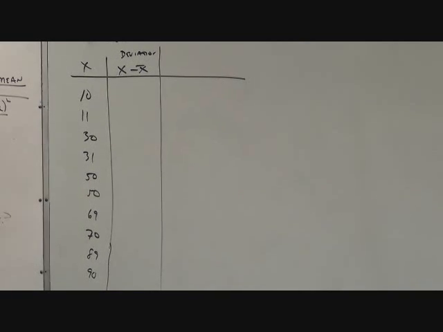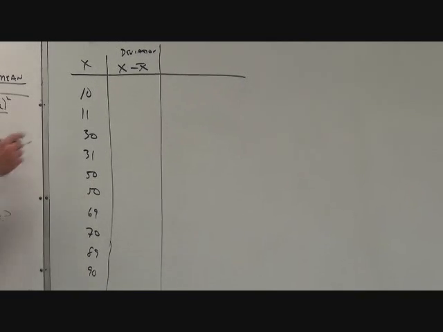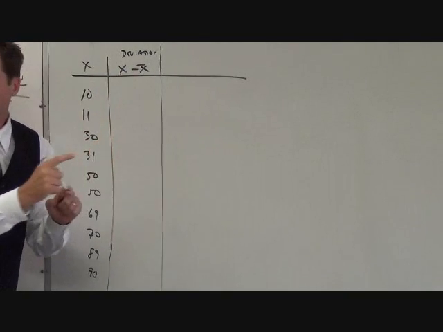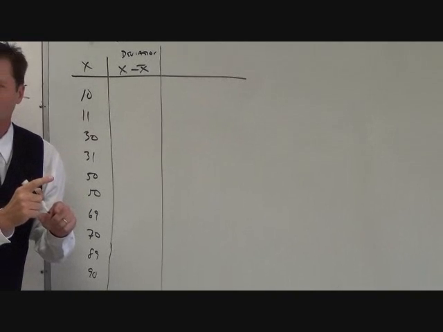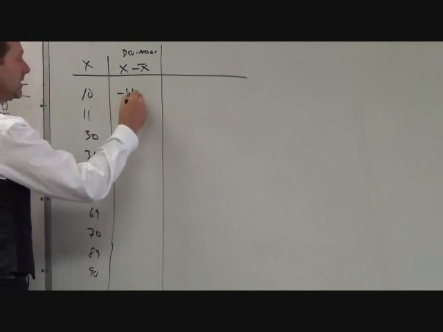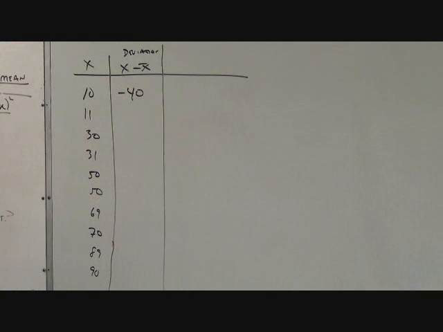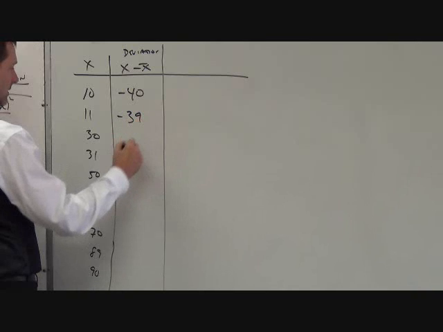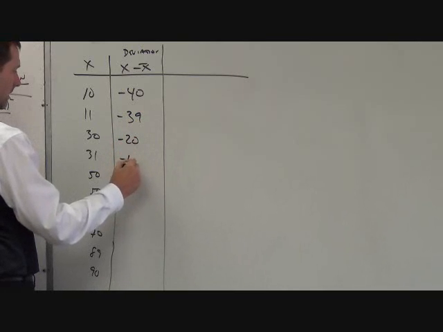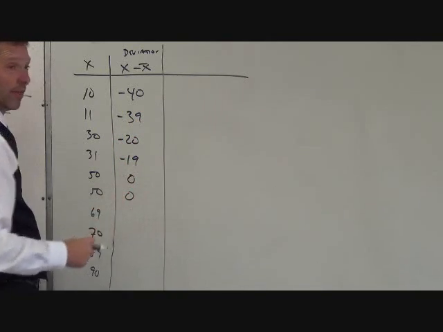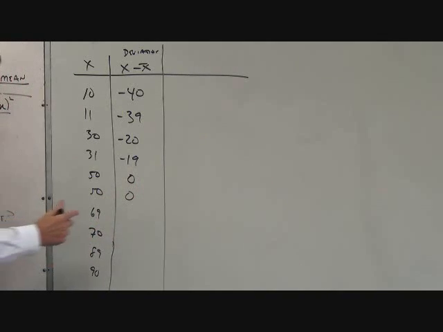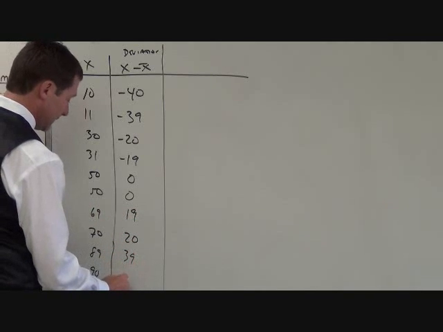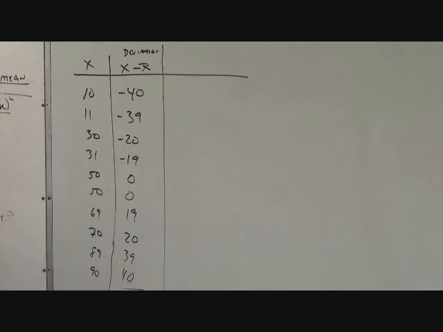What did you guys say the mean was? 50. Okay. So what is 10 minus 50? Negative. Careful! What is it? Negative 40. Very good. Okay, it's negative 40, right? 10 minus 50. What do we got here? Minus 39? Minus 20? Minus 19? No difference at all there, right? Those are the mean. 19, 20, 39, and 40. This data is actually perfectly symmetrical.